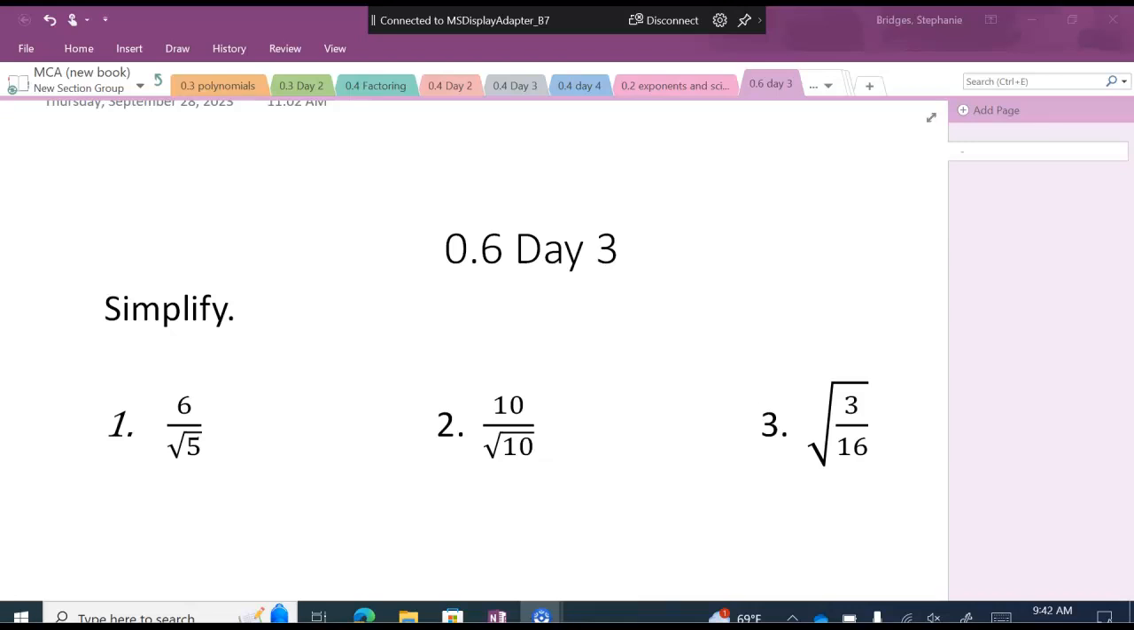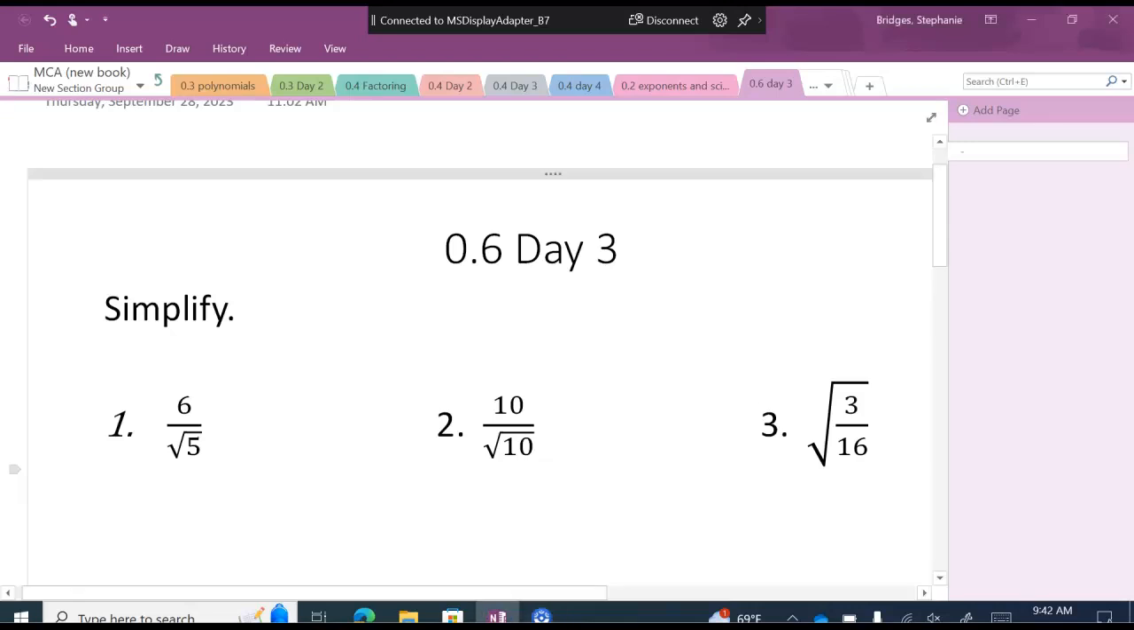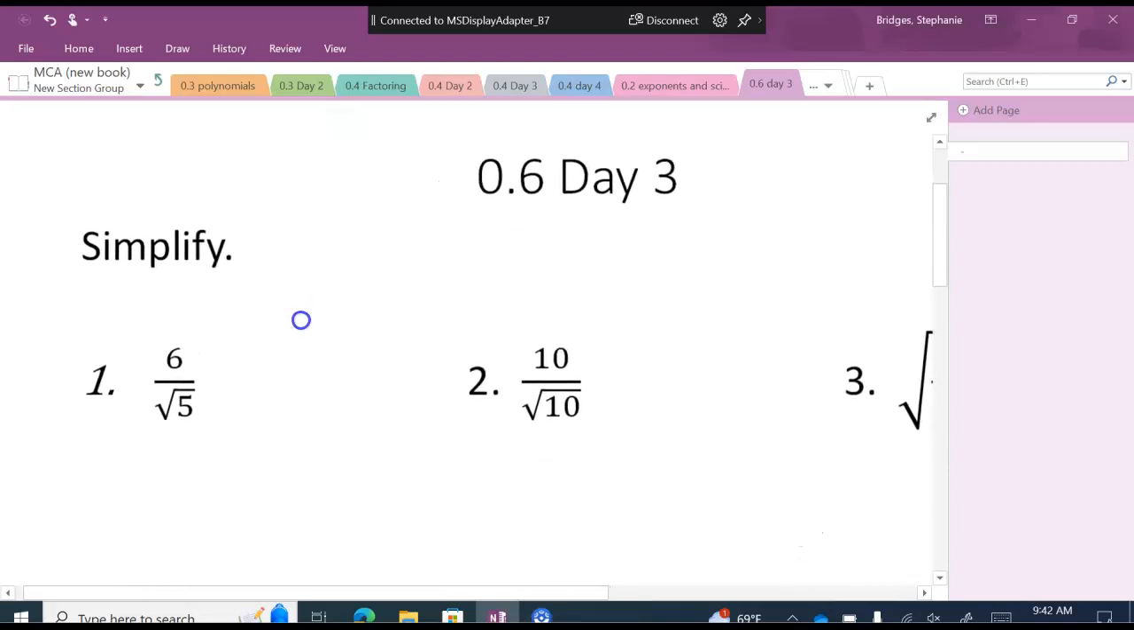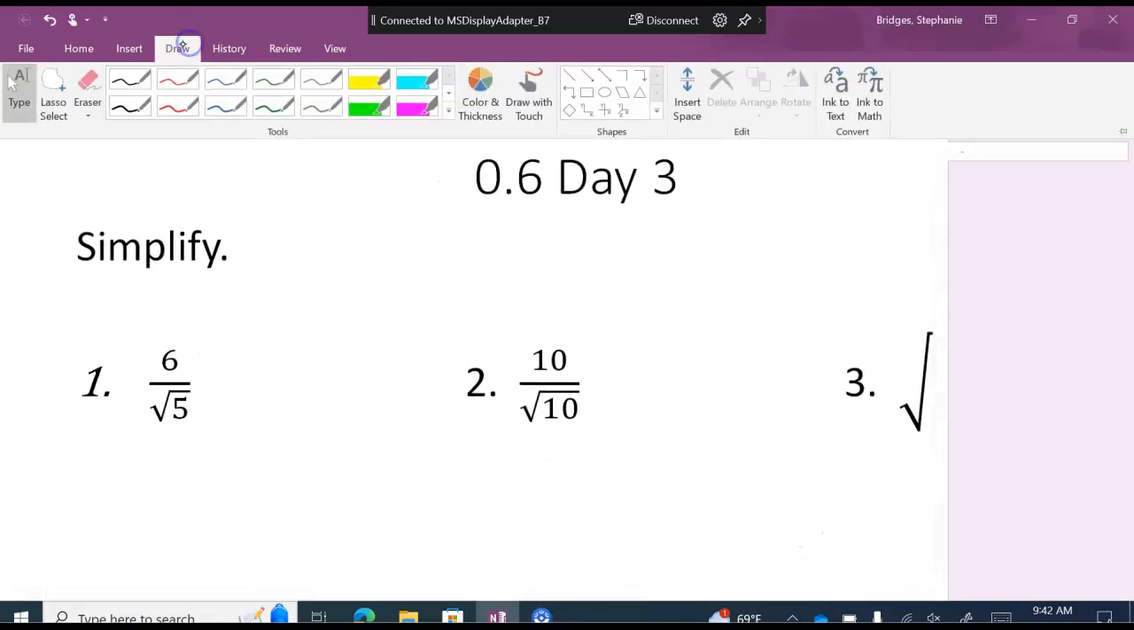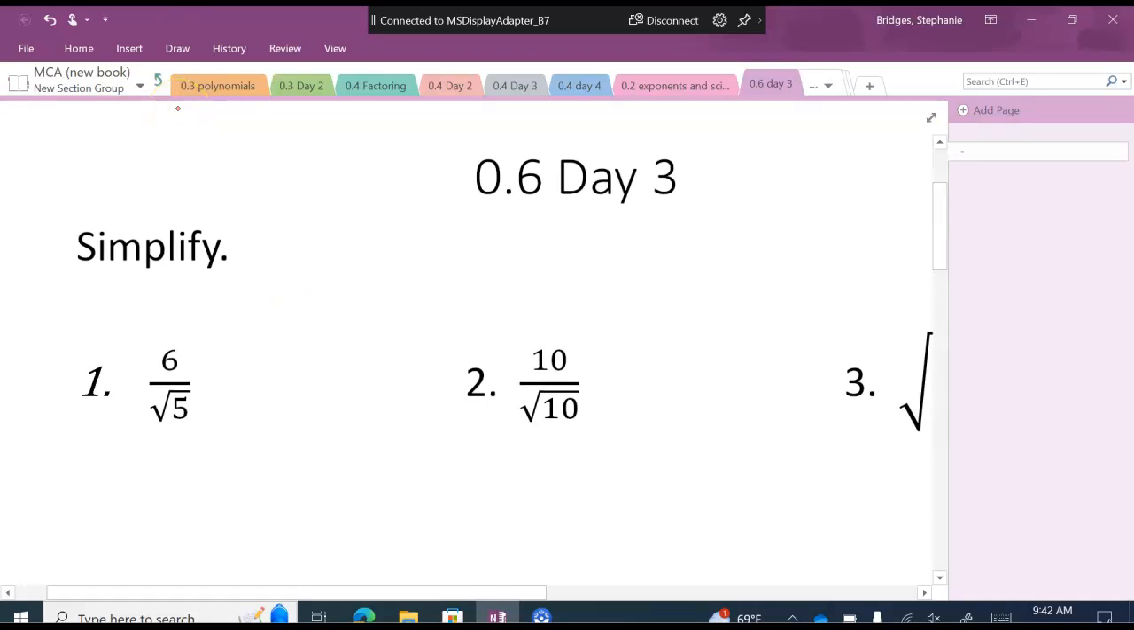So number one, I am asked to simplify 6 over the square root of 5. And just like we discussed yesterday, we cannot leave a radical in the denominator of a fraction. And we did a couple of examples like this. If I wanted to get rid of the square root of 5 in the bottom of that fraction, what is it that I'm going to multiply the top and the bottom by? The square root of 5, right? We multiply it by itself.